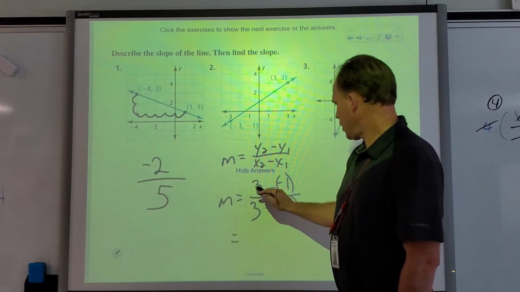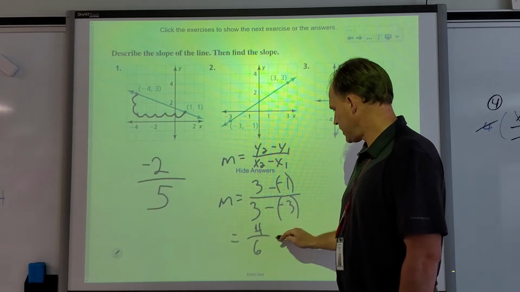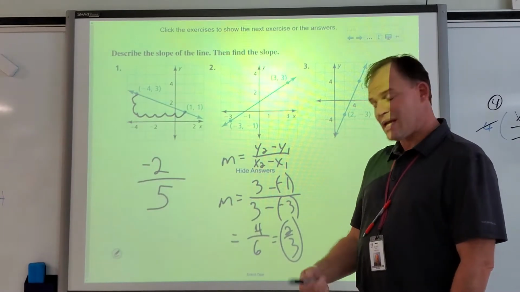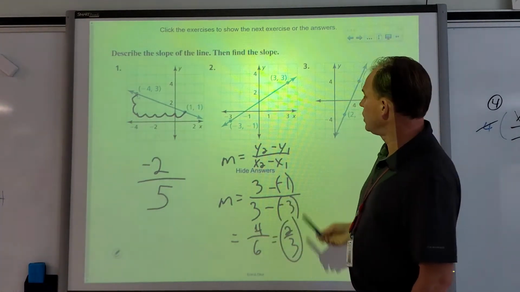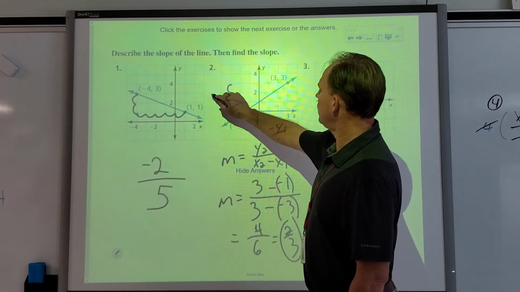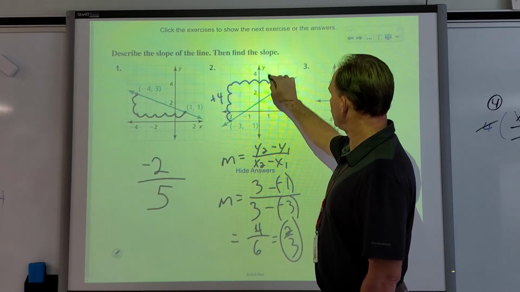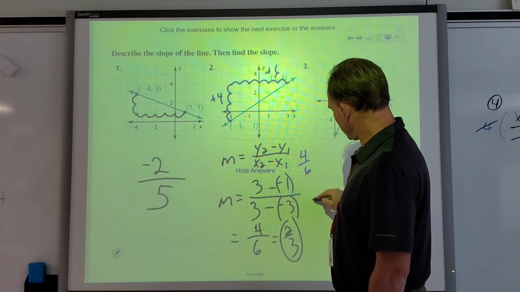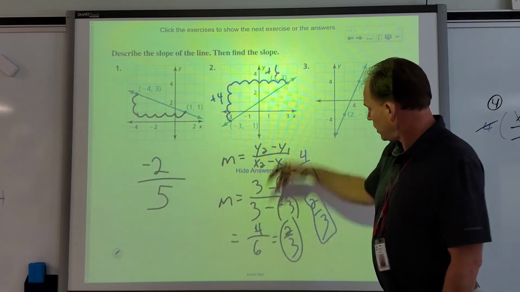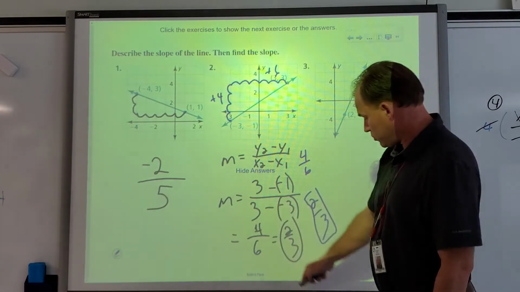Do the math. 3 plus 1 is 4. 3 plus 3 is 6. Simplify. The slope comes out to be 2/3. Now, just to show you, if I count, I'm going 1, 2, 3, 4, up 4, then 1, 2, 3, 4, 5, 6, right 6. 4 over 6 is 2/3. So formula, graph, if you don't have the picture, do the algebra.